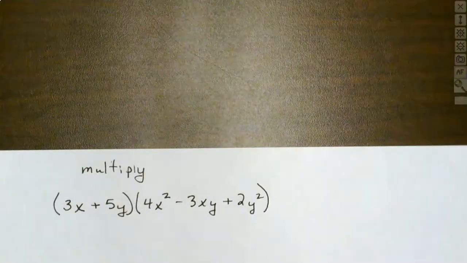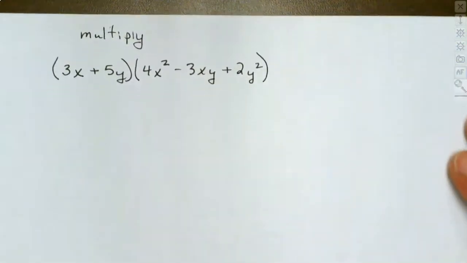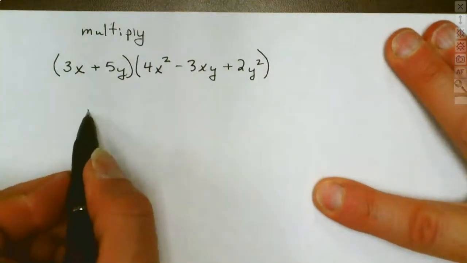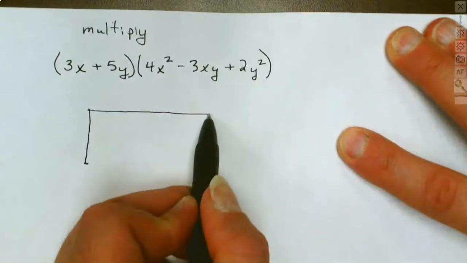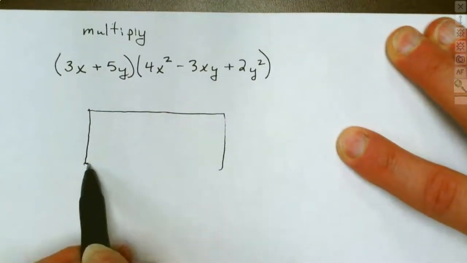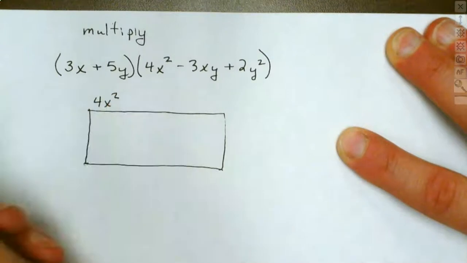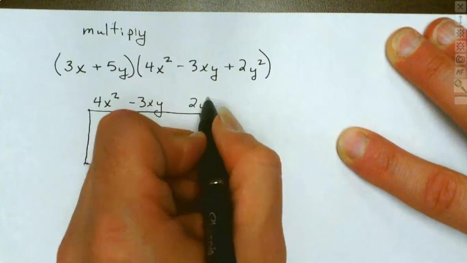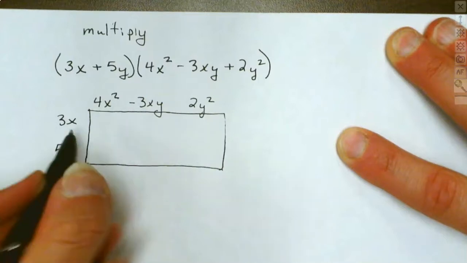Okay, so the same procedure that we just did before is going to be done here. A little bit more complicated because of the different variables, but not really, no different. So it's too big to FOIL, so we need to make our rectangle. Leave yourself plenty of room in case you need it. I always like to write the larger one across the top. Smaller one down the side, and that's going to make a grid here.